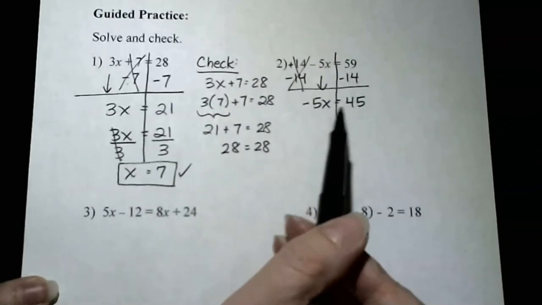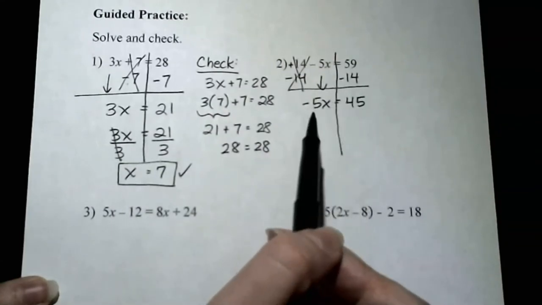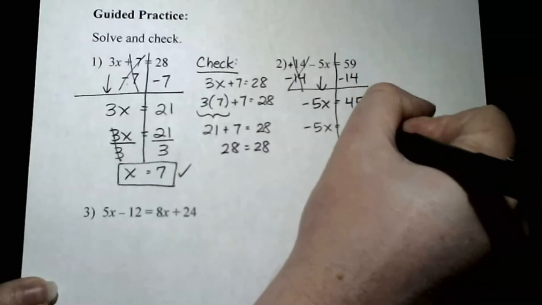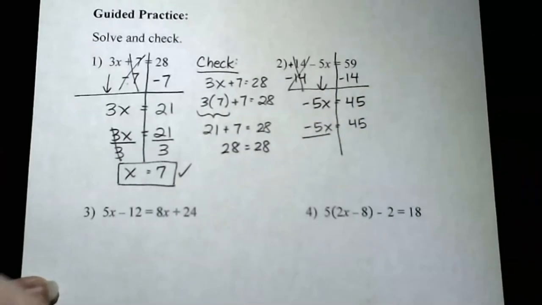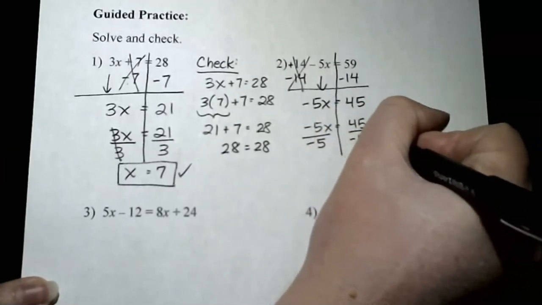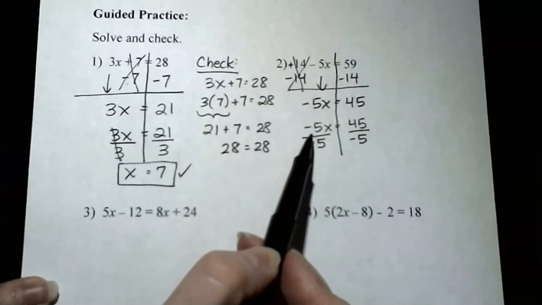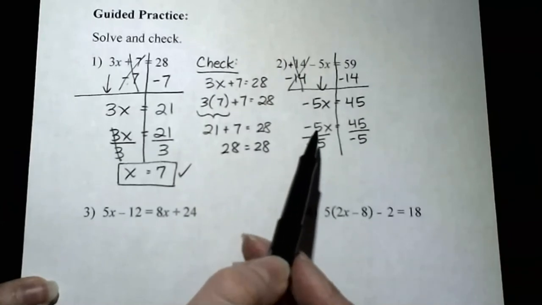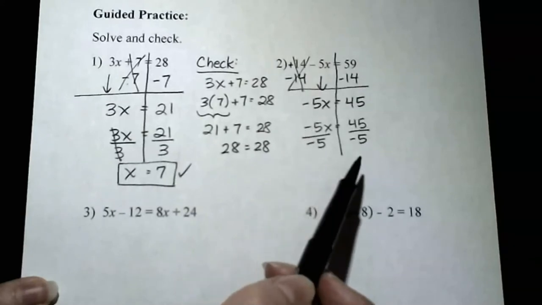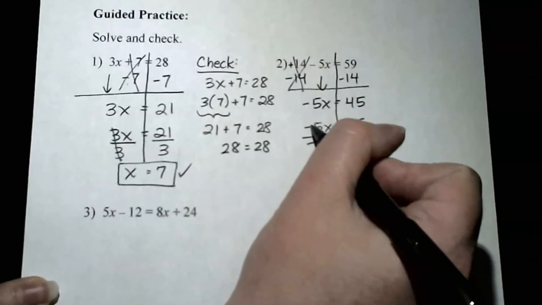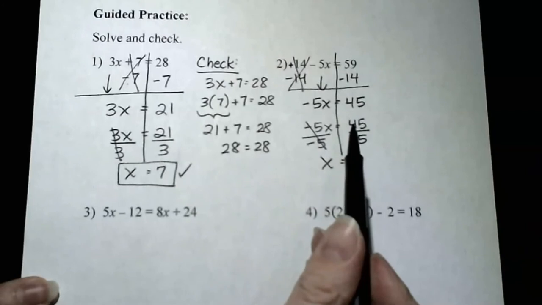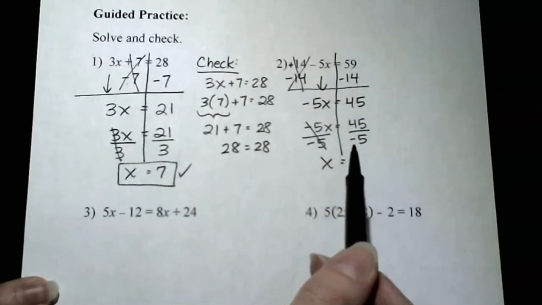Now my x's are on the left and the numbers are on the right, so I'm going to divide by the coefficient. The coefficient in this case is negative, so I need to divide by negative 5 on both sides. These two things are not going to be opposite when you're dividing. You're going to divide by exactly what is in front of x. So negative 5 is what's in front. You're going to divide both sides. That way, that will cancel. And then positive 45 divided by negative 5 is negative 9.